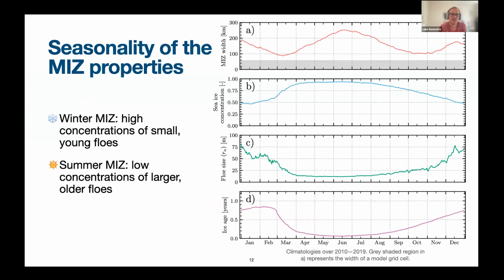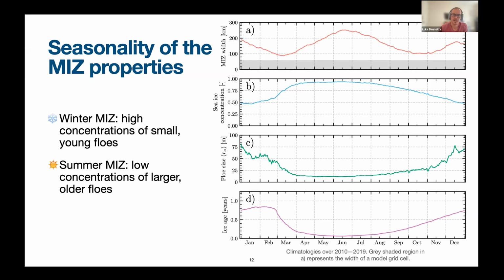So now we're just going to focus in on some of the properties of the marginal ice zone that are predicted by the standalone model. What you can see at the top here is the marginal ice zone width. It's just the straight width now, not the effective one. Then we have the sea ice concentration, the flow size, and the ice age. So the highlights are out here on the left-hand side, dividing between the winter and the summer.